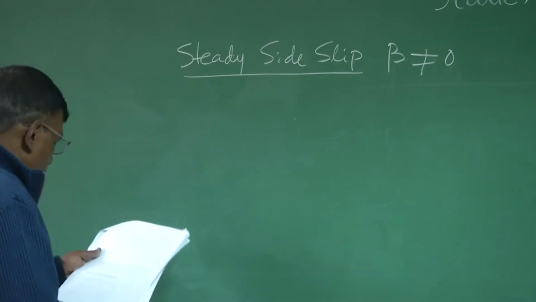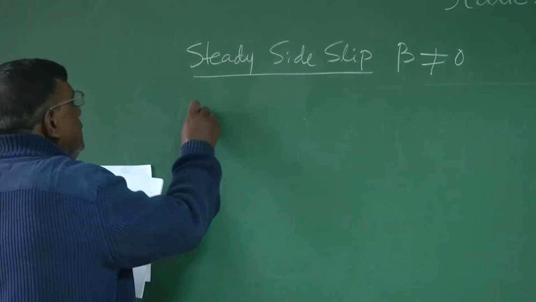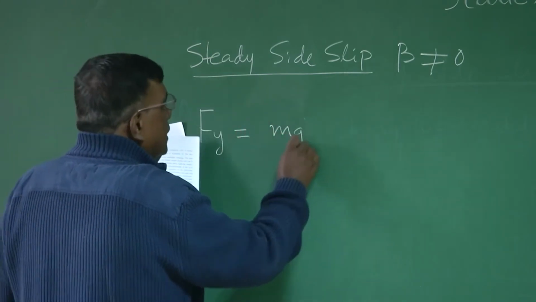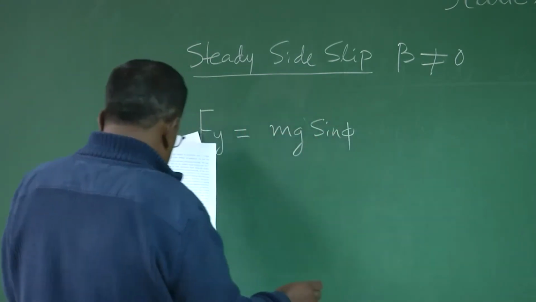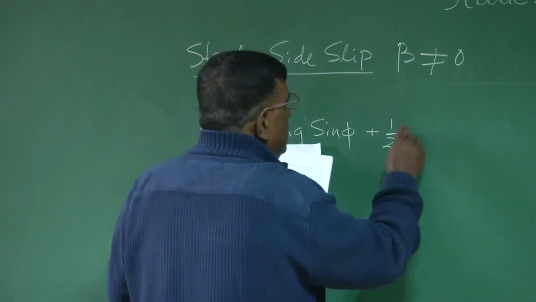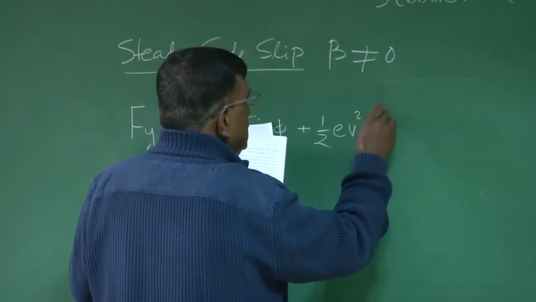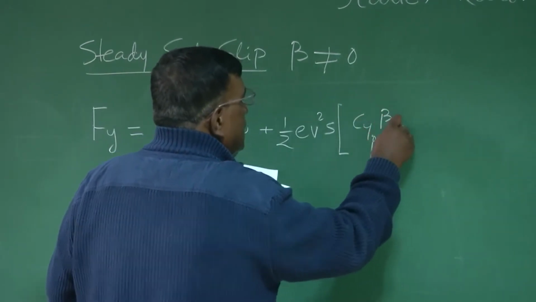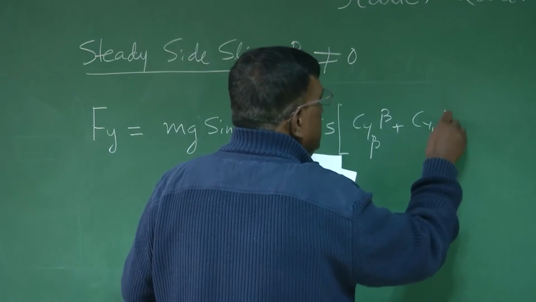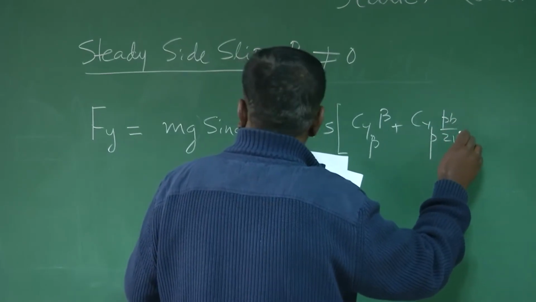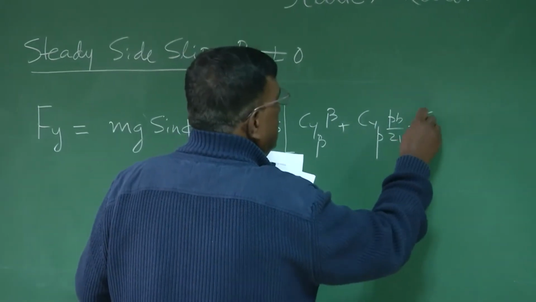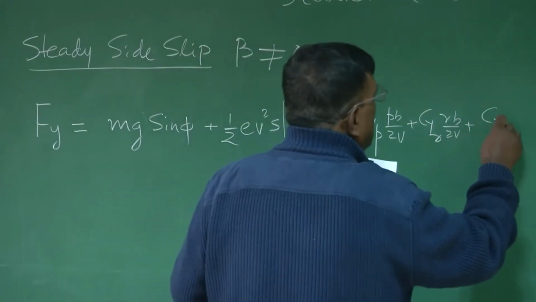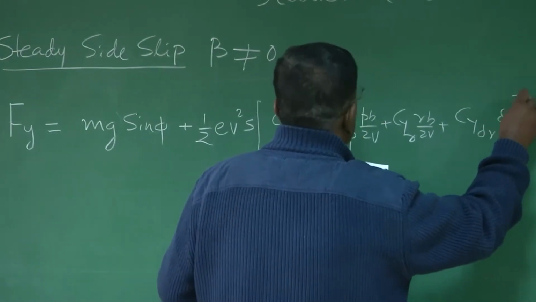Okay? And if you recall your six degree of freedom equations, the Fy, force in the y direction will be mg sin phi plus half rho V square S into Cy beta into beta plus Cy p into pb by 2V plus Cy r into rb by 2V plus Cy delta r into delta r.